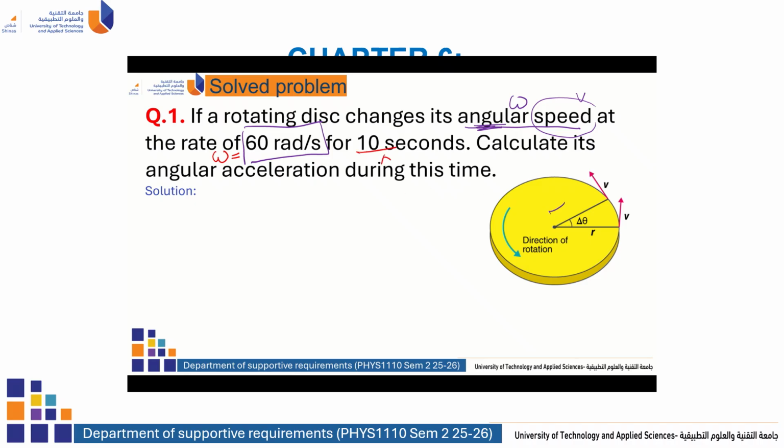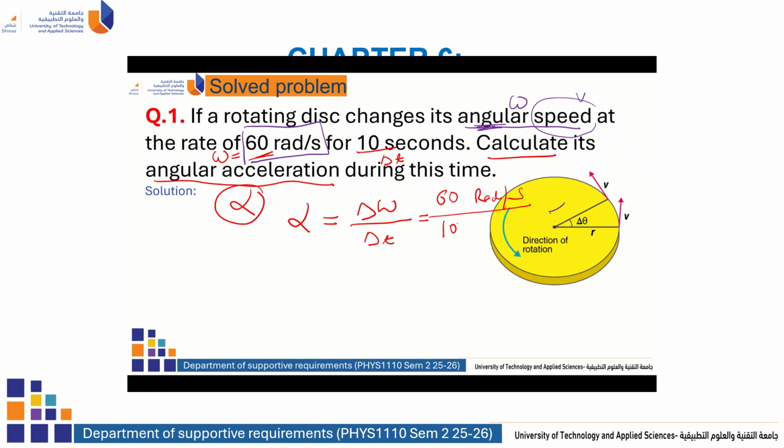And for 10 seconds, this is the time given. Now they are saying calculate its angular acceleration. The angular acceleration is denoted by alpha. What is the rule for alpha? Alpha is the value of omega, the angular speed, divided by the change in time. So this number is given to you. I can feed here 60 radian per second, divided by the time, which is 10 seconds. Zero, zero cancel.